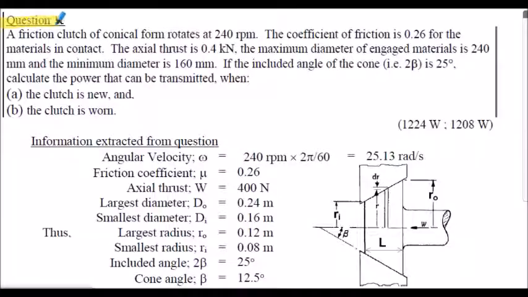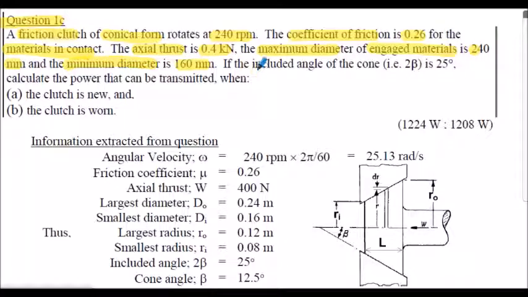Question 1C outlines the solution related to a cone clutch. So a friction clutch of conical form rotates at 240 RPM. The coefficient of friction is given as 0.26 for the materials in contact. The axial thrust W is 0.4 kN, and the maximum diameter of the engaged materials is 240 mm, and the minimum diameter is 160 mm.